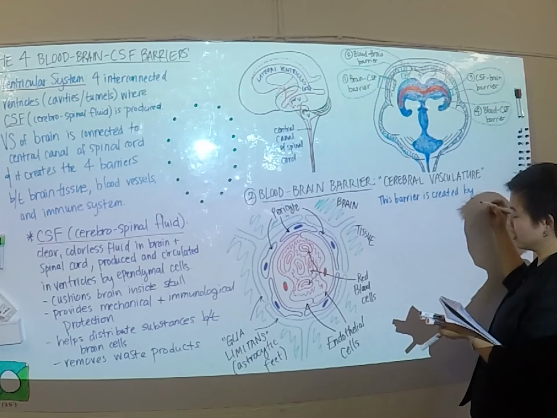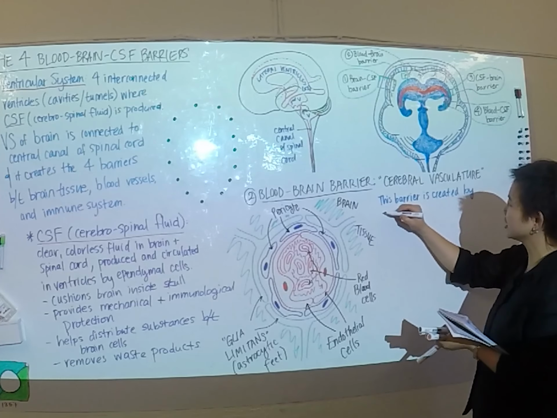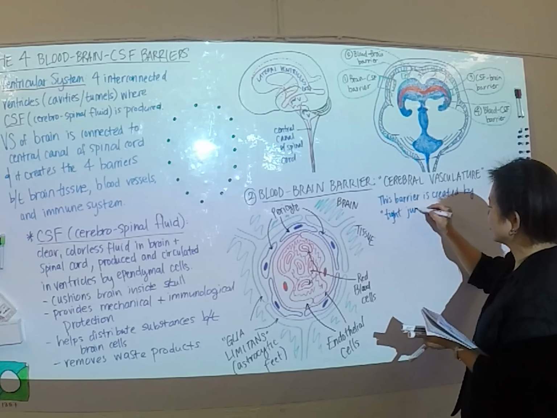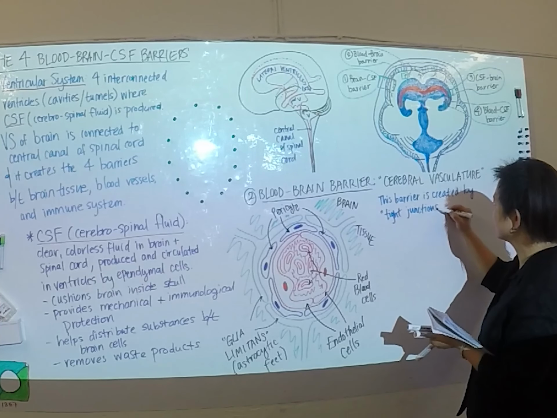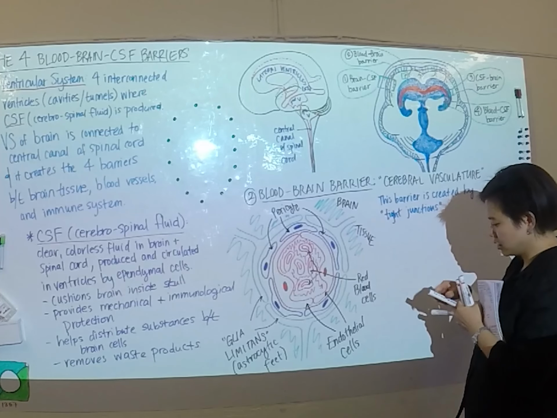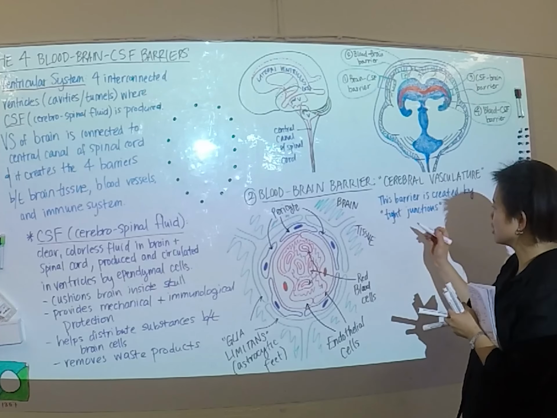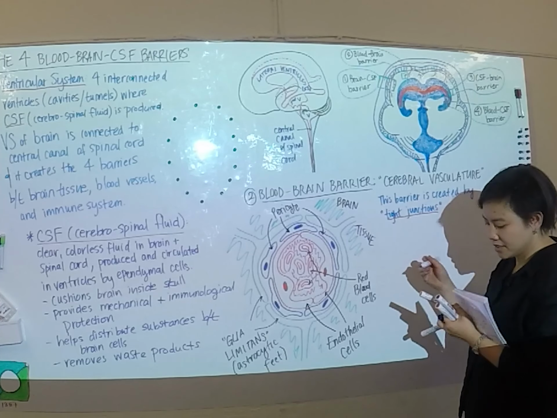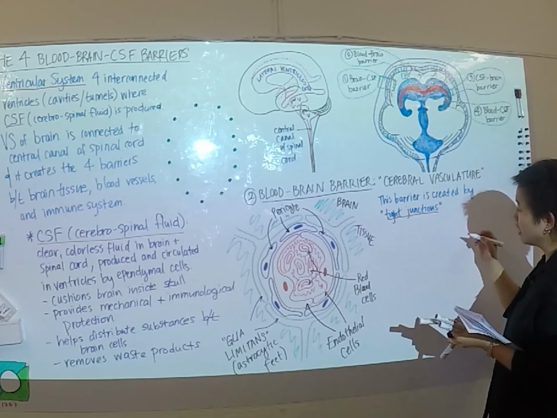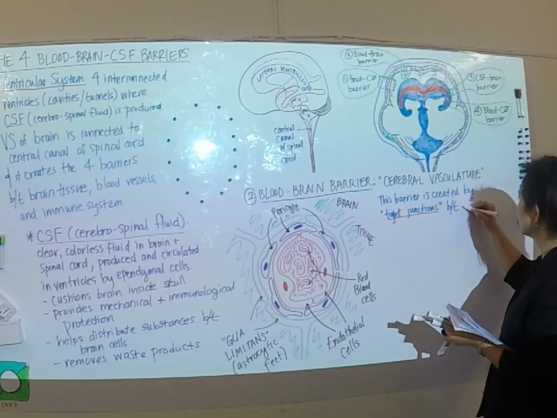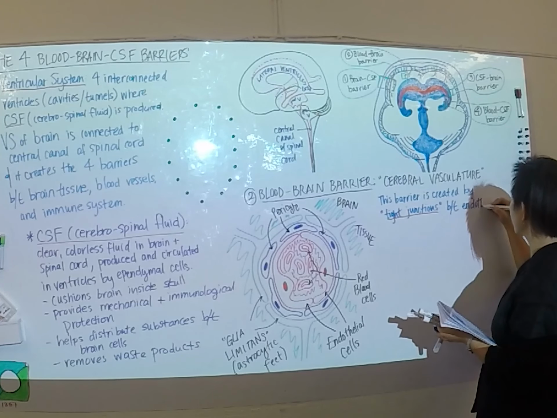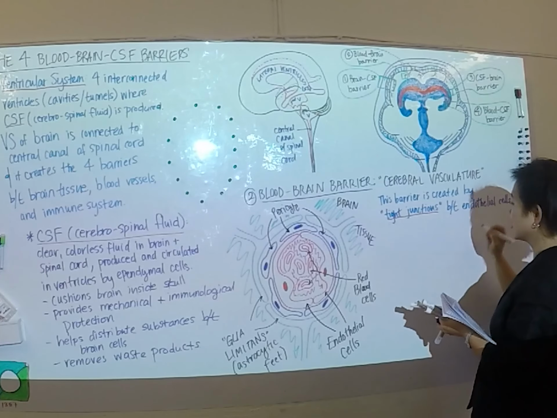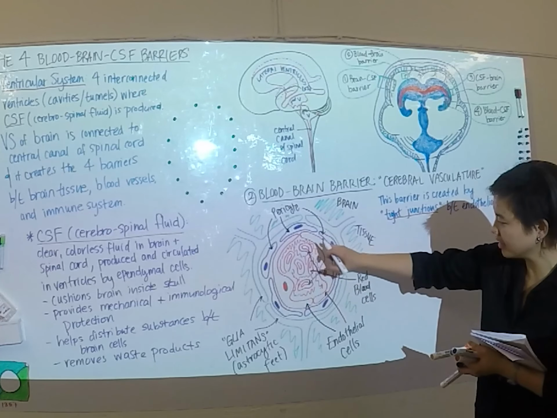All right, so this barrier is created by what is called tight junctions. Tight junctions. And we'll underline this word. Tight junctions between endothelial cells. Okay, so these guys here.